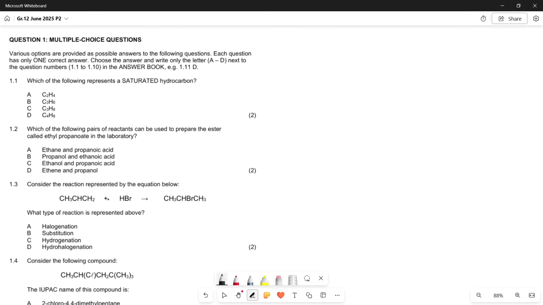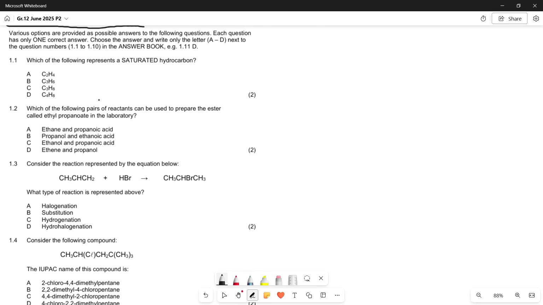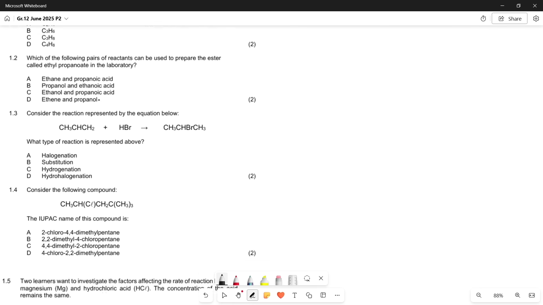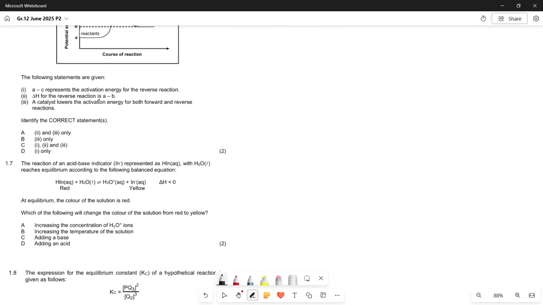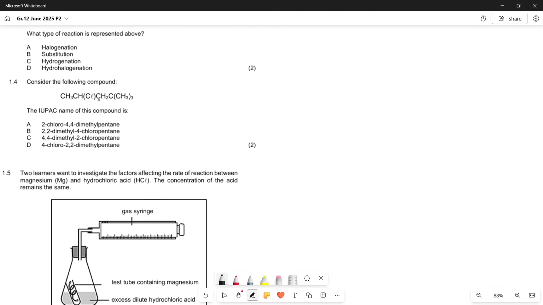Hey grade 12s, so if chemistry is getting a bit confusing, we're about to break down question 1 of the June 2025 chemistry paper. So we're about to look at the various questions that they ask in question 1 that span topics such as organic chemistry, rate of reaction, chemical equilibrium, and acids and bases. So let's jump right in.